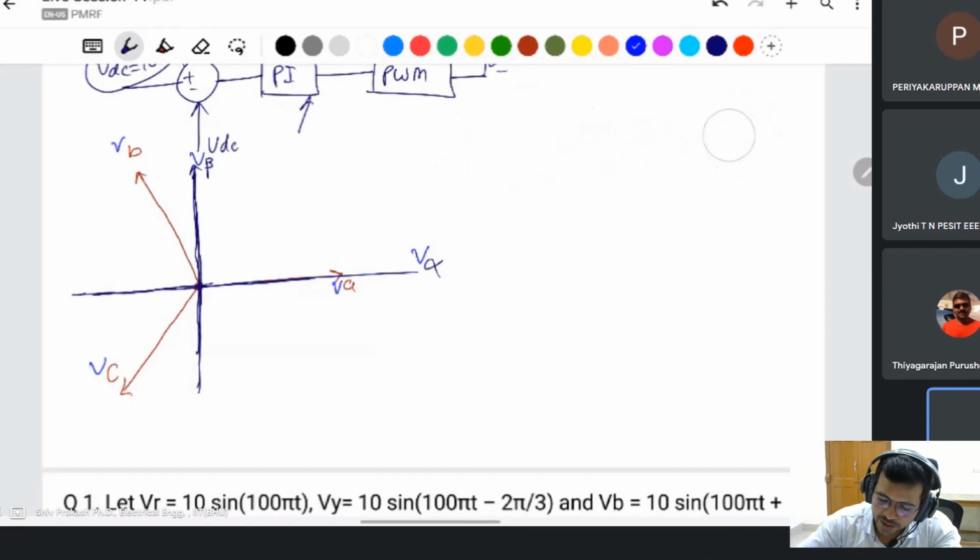In the alpha beta system, V alpha beta, you know that V alpha is displaced by 90 degrees, as j V beta. Same thing: I take this as the alpha, and 90 degrees from this one is the beta.